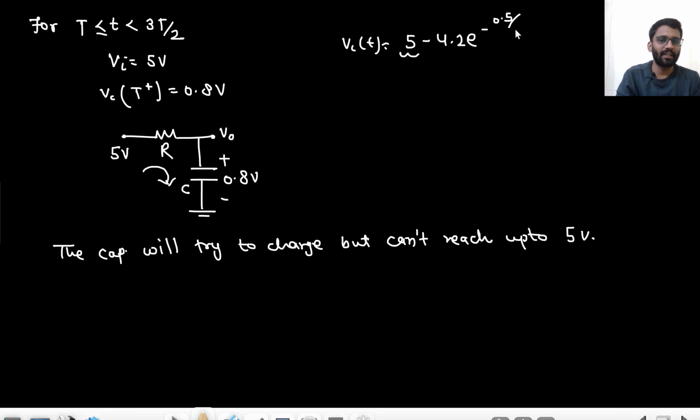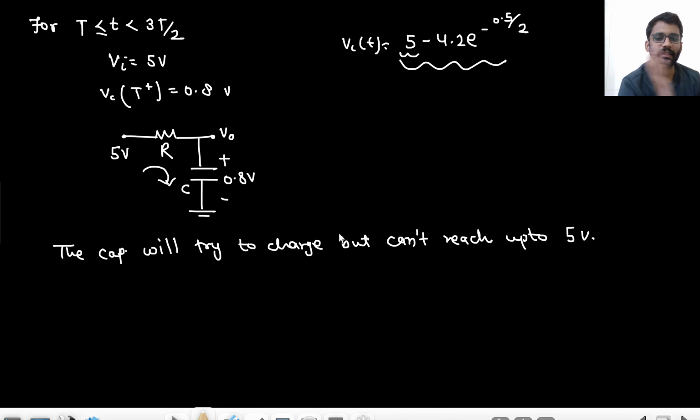And what is the time constant? Time constant is 2. So it will try to go down. So how much down it will go? Sorry, 0.8 it will charge, but till what point it will charge? 0.5 by 2 plus minus e to the power into 4.2 minus 5 plus minus 1.72.